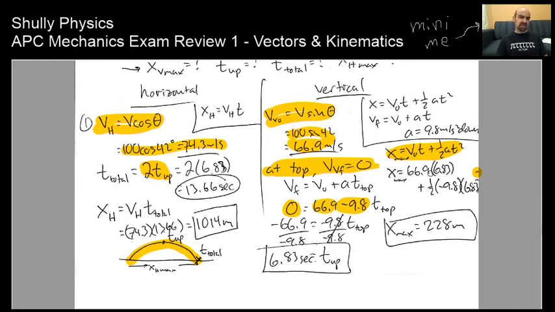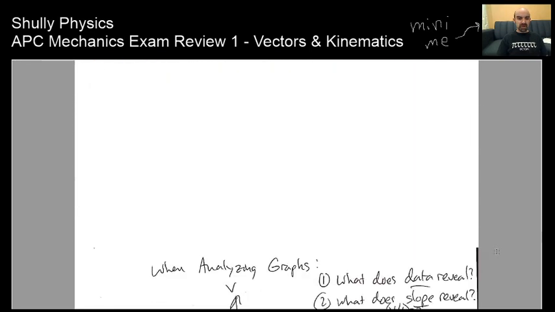Basically, 66.9 times 6.83 would be a larger number than 228, but it doesn't continue at that constant speed because the projectile is moving with a negative acceleration due to gravity. So it doesn't go that far. We have to subtract some displacement due to that negative acceleration. So that's solving a projectile problem. All right, now moving on.